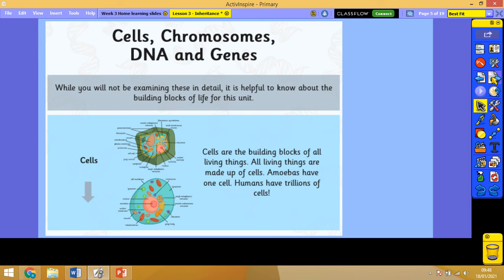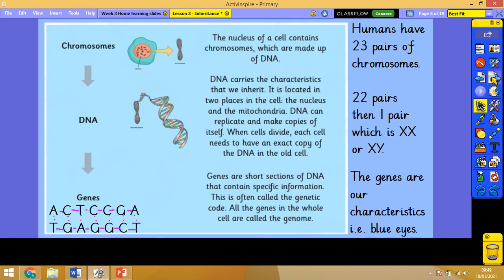So first off, let's have a look at DNA and how it affects what we look like. This is very advanced, so we don't need to know these in detail, but it helps to know where they are. The body is made up of things called cells. All living things are made up of cells. These are the building blocks. Amoebas have only one cell, so their body is the same size as one cell, and us, for example, we have trillions of cells. To see these you need a very good microscope.